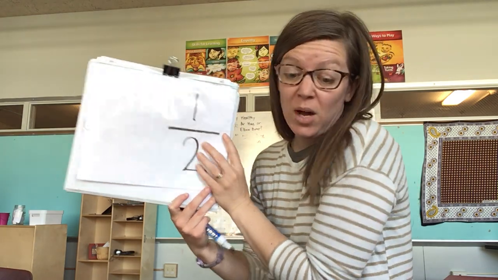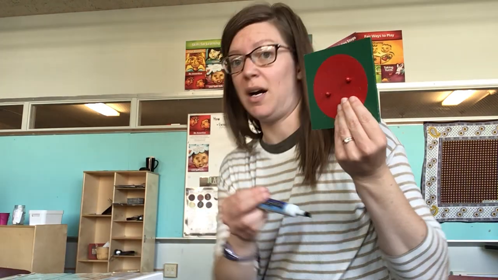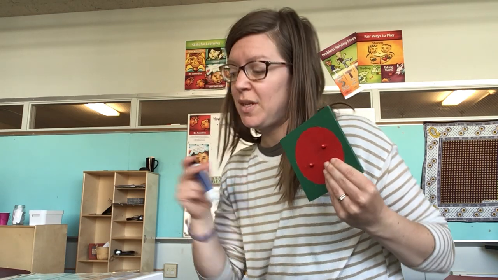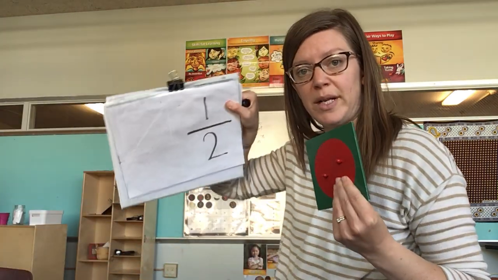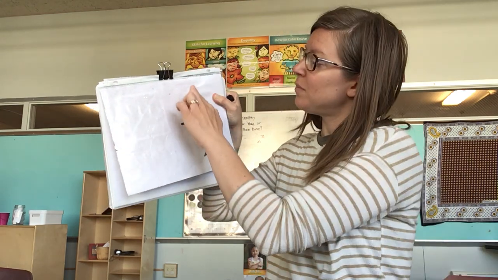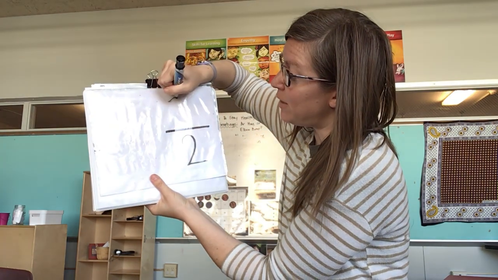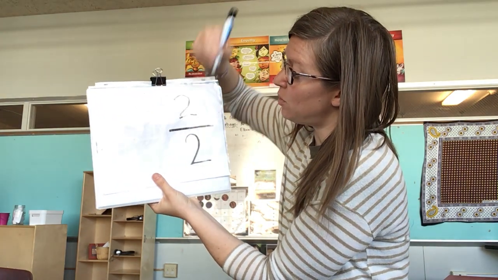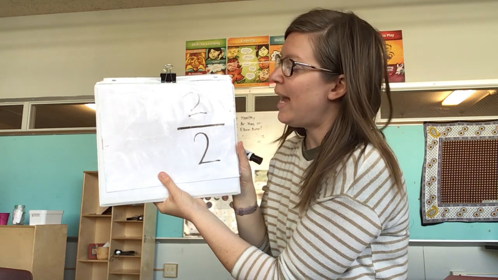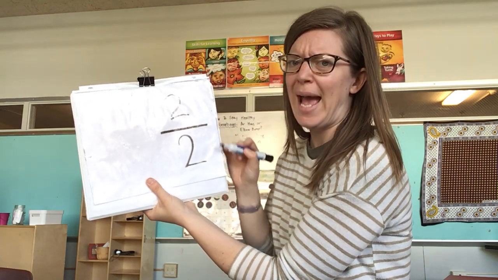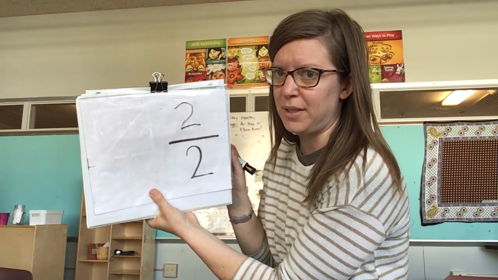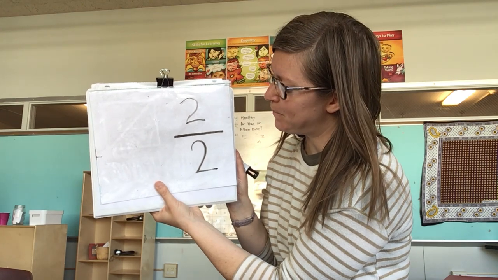Okay? Now, I might be thinking about both parts. Maybe I cut it in half, but I actually get to eat both parts. Then my numerator would change. If I'm thinking about both parts, I'm thinking about 2 parts, my numerator becomes 2. Whoa! And I would read it like this: 2 halves. Oh, that's a pretty silly way to say that number.